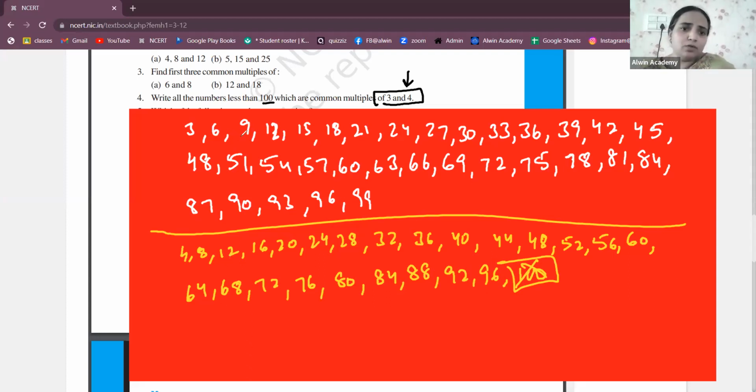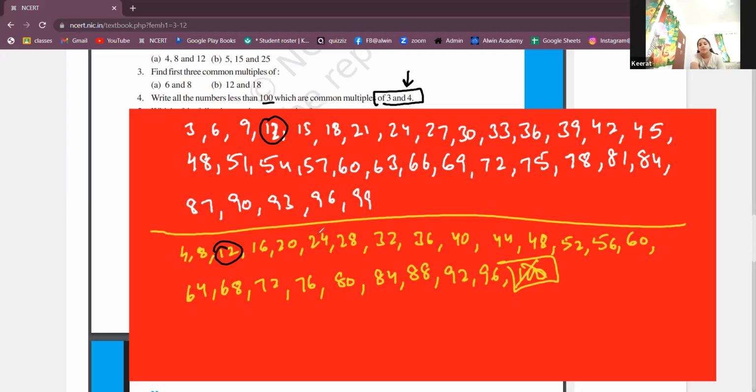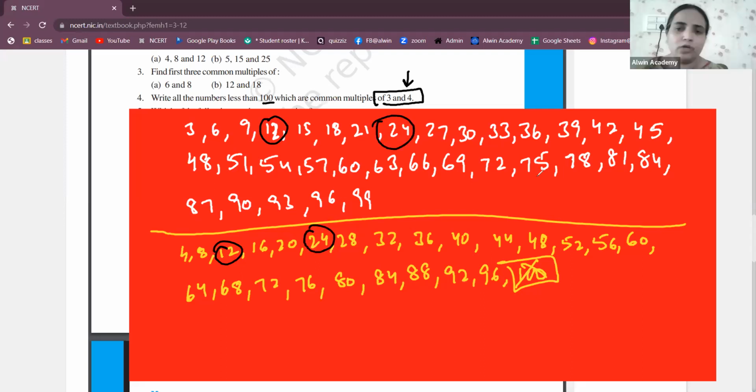What are the common ones? Look for it. 12. Right, beta? 12 हो गया ना? Then next one's 24. Okay. Next one 36. Next one 48.